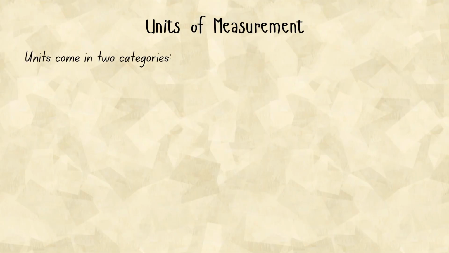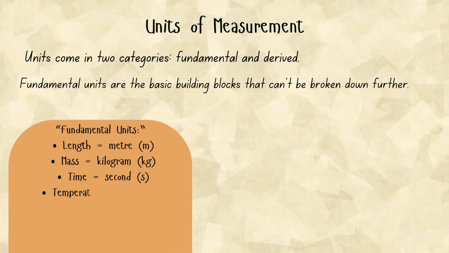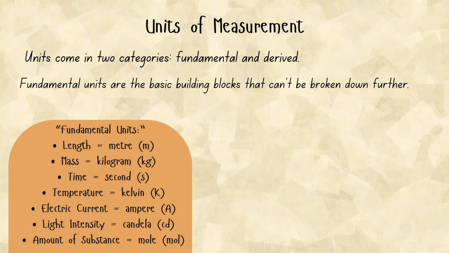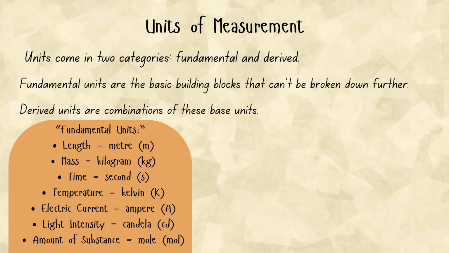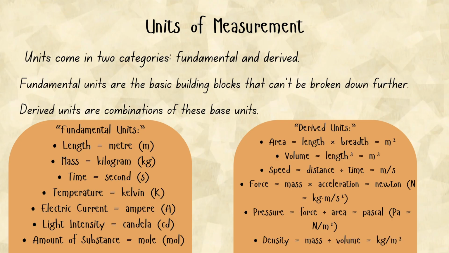Units come in two categories, fundamental and derived. Fundamental units are the basic building blocks that can't be broken down. These include the meter for length, kilogram for mass, second for time, Kelvin for temperature, ampere for electric current, candela for light intensity, and mole for the amount of substance. Derived units are combinations of these base units. For instance, area is measured in square meters because it's length multiplied by breadth.